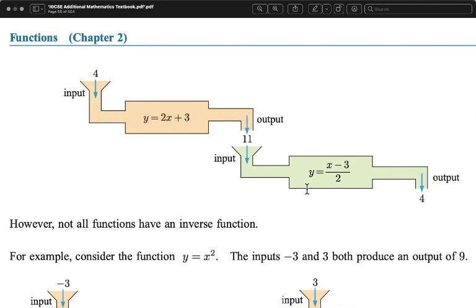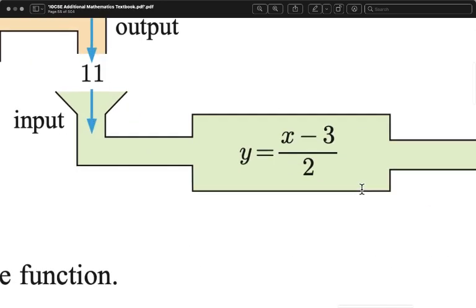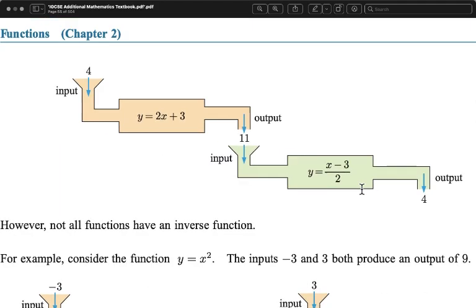So the output of the inverse is equal to the input of the original function, and the input of the inverse function is equal to the output of the original function. y equals (x minus 3) divided by 2 is the inverse function of y equals 2x plus 3.